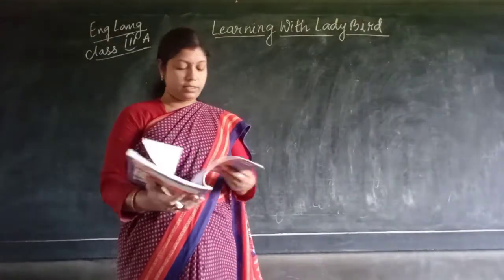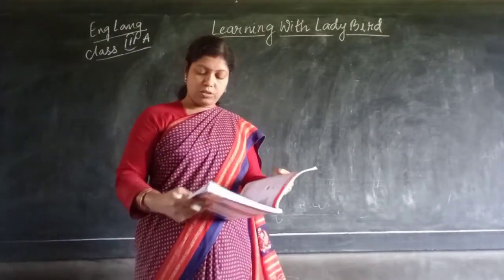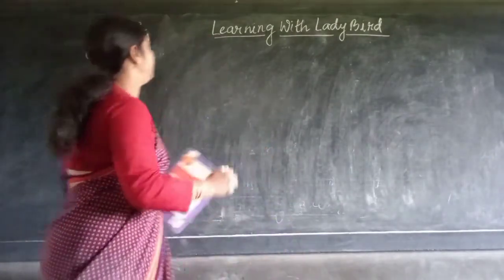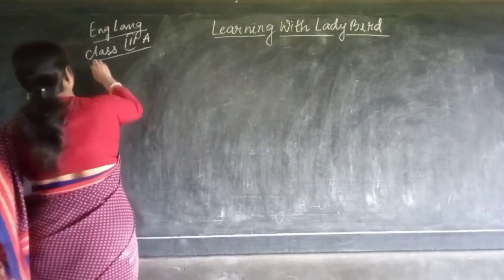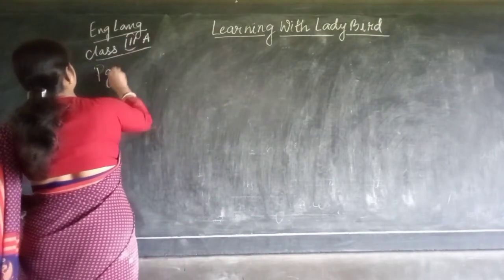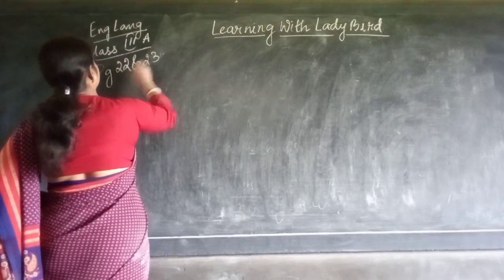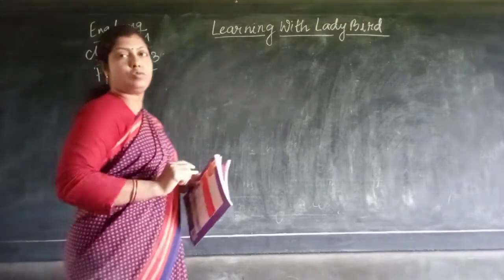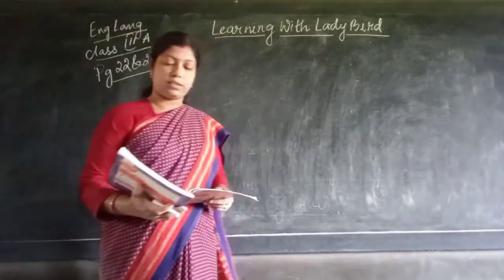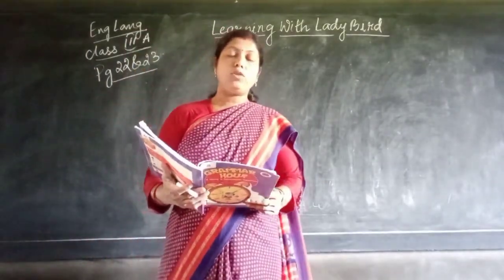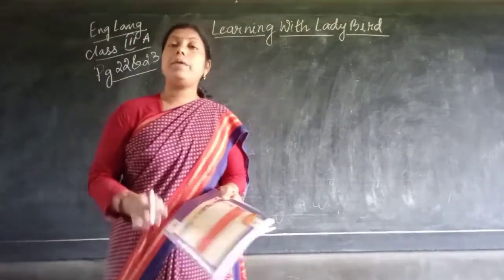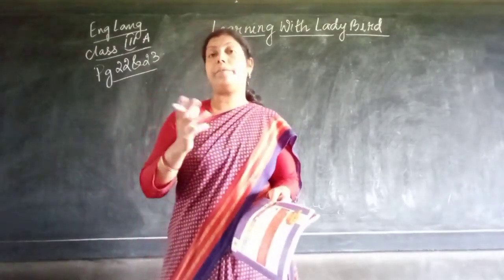Okay, this is pages 22 and 23. Today we are going to do pages 22 and 23 in English language class 3A. Today I am going to explain about ordinal numbers.